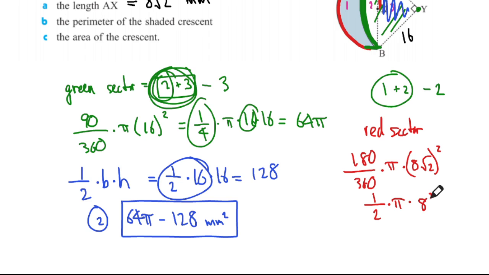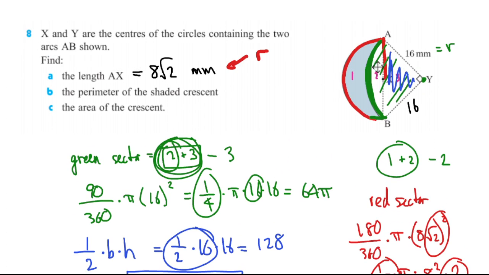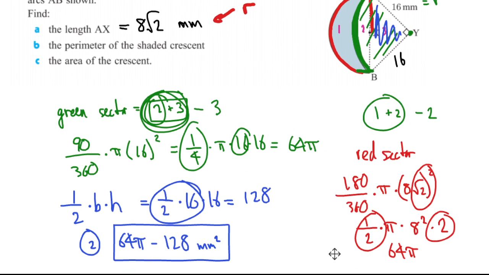So I'm going to make it 8 squared times, oh my gosh, look at that 2. 8 squared times 2. I got the 2 by squaring this part. And I'm doing that because these two will cancel out. So this is 64 pi. Oh, interesting. So the combined area of region 1 and region 2 is 64 pi. Just the area of region 2 is 64 pi minus 128.